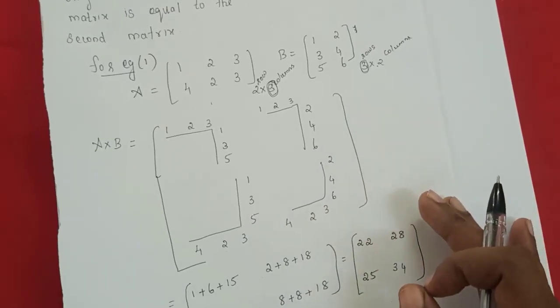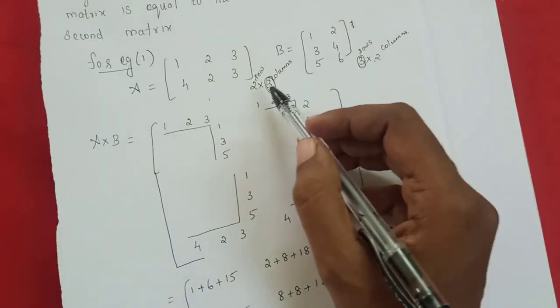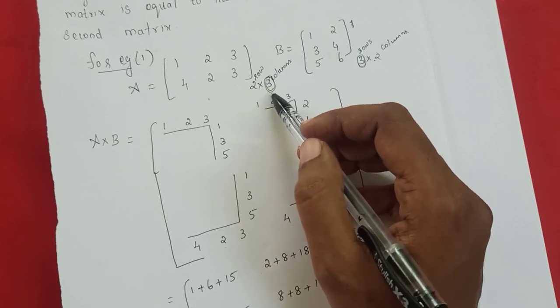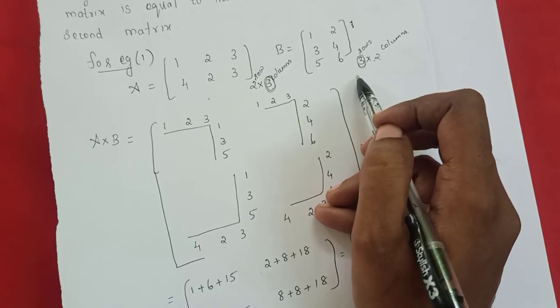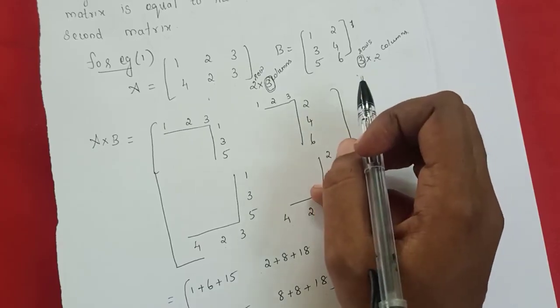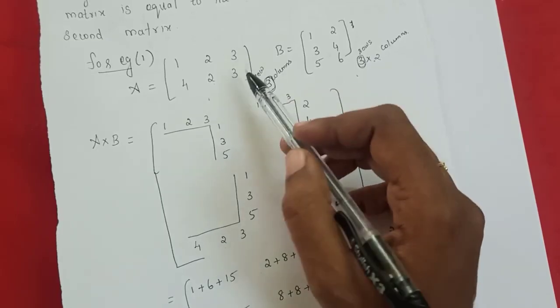Understand, all of you? If you need to multiply two matrices, what's the condition? The number of columns in the first matrix must be equal to the number of rows in the second matrix. Got it? It's a very important condition. If you know this, then only you can go further inside. So keep it in mind.